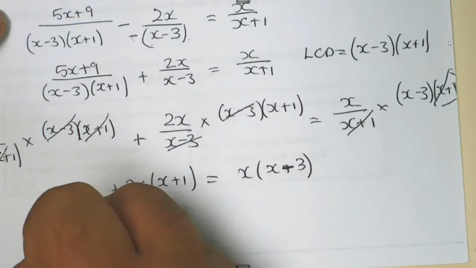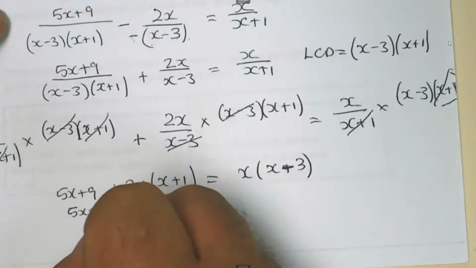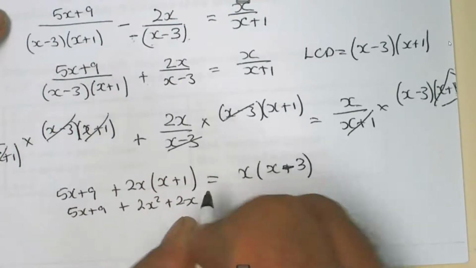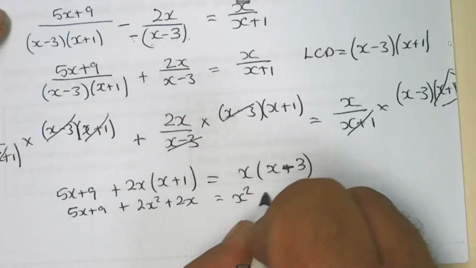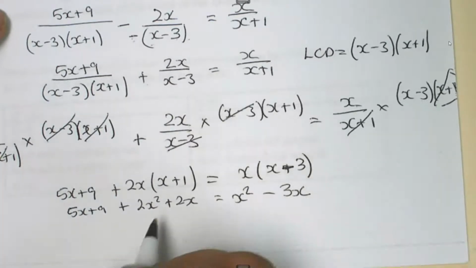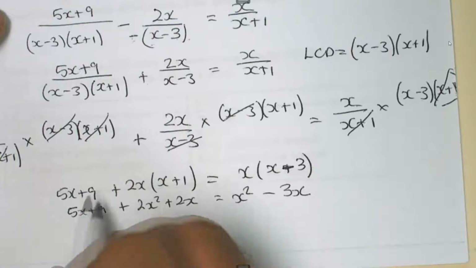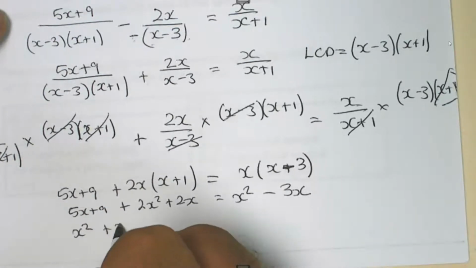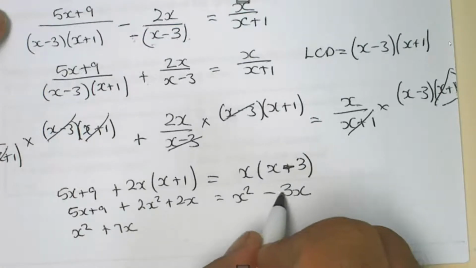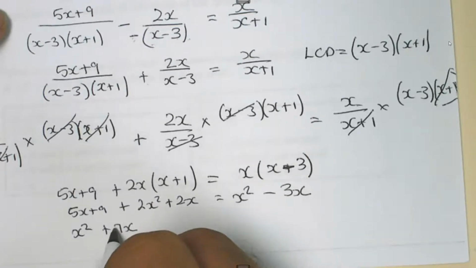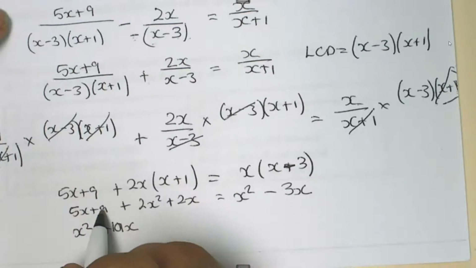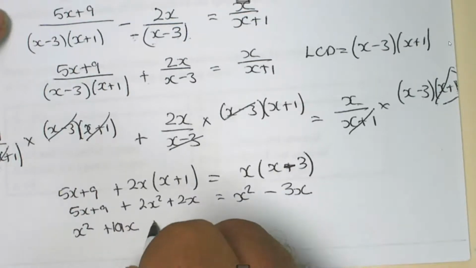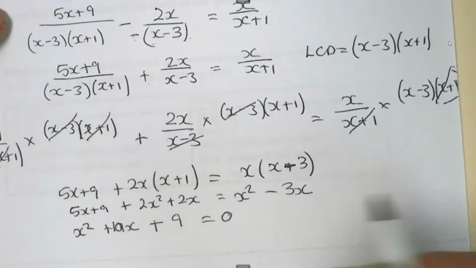So we can say 5x plus 9 plus 2x times x is 2x squared plus 2x is equal to x squared negative 3x. So 2x squared negative x squared becomes x squared. This here becomes 7x plus 3 becomes 10x. And this here becomes 9 equal to 0.